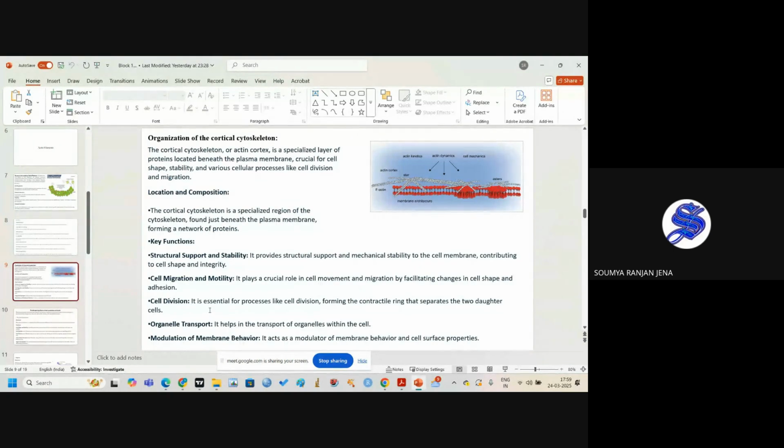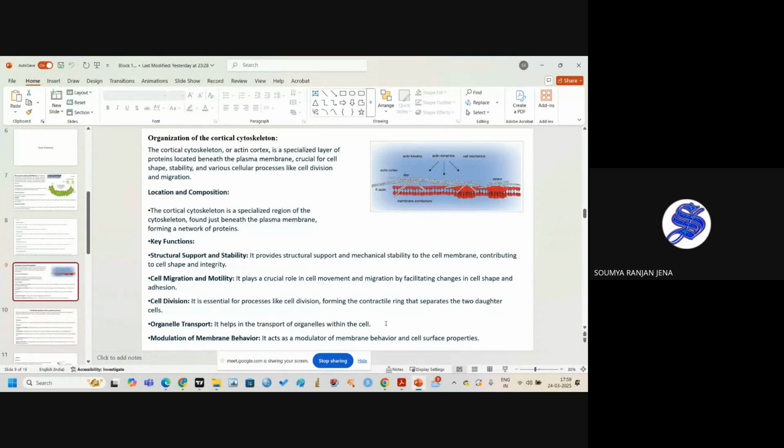Then cell division. During cell division from one cell to another, this cortical cytoskeleton is required for cell division and forming a contractile ring structure. We'll discuss this contractile ring structure during the cell division process in the third unit, and that separates the two daughter cells.